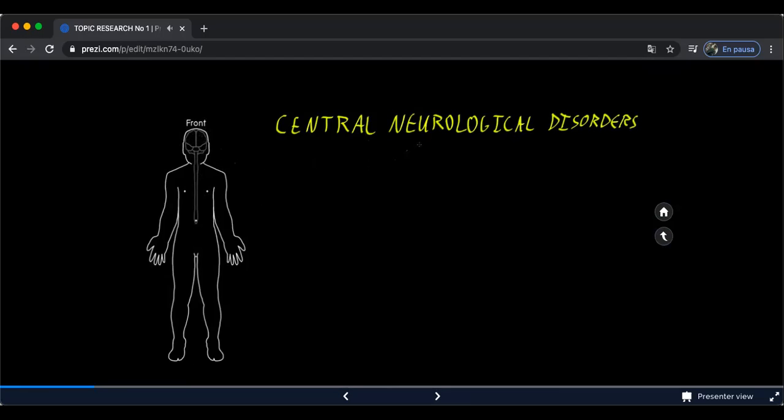And just like with the peripheral neurological disorders, I like to divide these into focal versus diffuse disorders. The disorders that cause focal syndromes can affect either the spinal cord or the brain. Many types of pathology commonly cause focal central neurological syndromes, including idiopathic, vascular, mechanical, autoimmune, and neoplastic disorders.